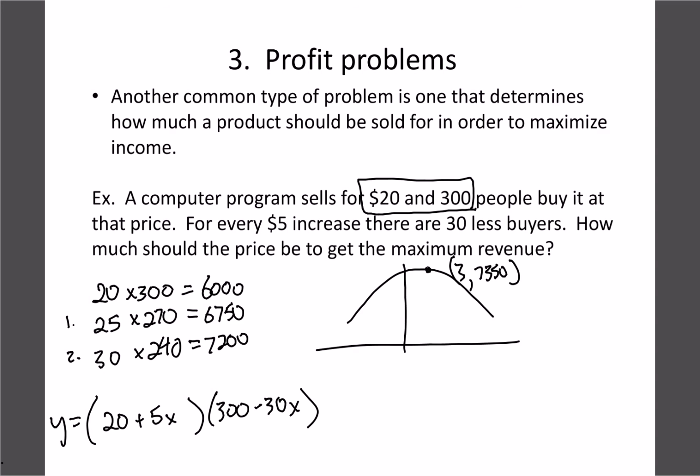So what does that mean? That means if we make 3 increases of $5, we're going to get to our maximum, and that'll give us a maximum money of $7,350. So you got to be careful. It's not that we're going to sell $3. We're going to make 3 $5 increases. So that means we're going to increase by $15. So our maximum should actually be $35. So if we sell our item for $35, we're going to make $7,350 in total revenue. So in this case, our answer should be 35. And that's it for this type of problem.